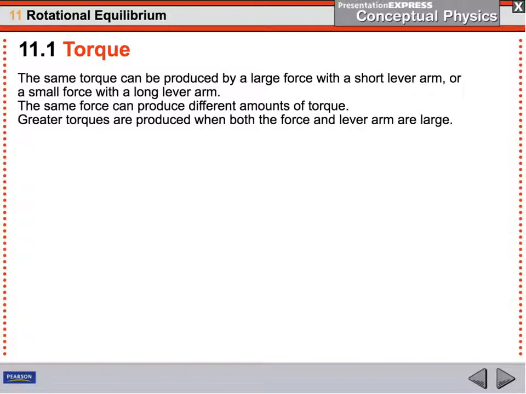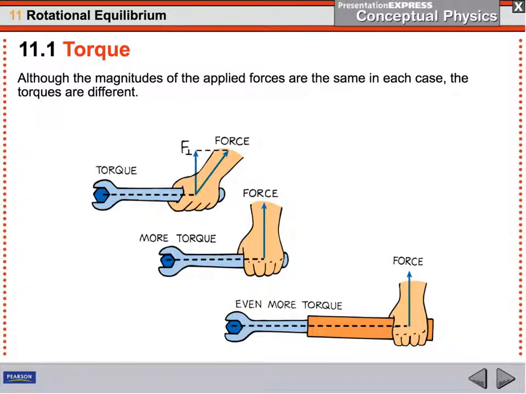The same torque can be produced by a large force with a short lever arm or a small force with a long lever arm. The same force can produce different amounts of torque. Greater torques are produced when both the force and lever arm are large. Although the magnitudes of the applied force are the same in each case, the torques are different.